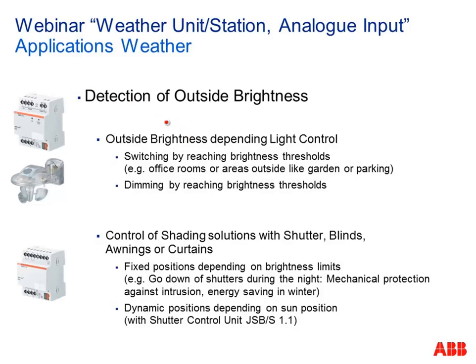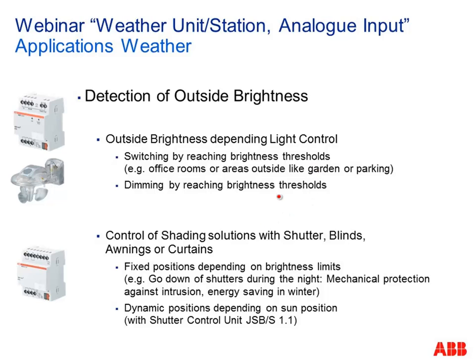So if you measure the outside brightness, you can control, depending on the outside brightness, the lighting inside your building. For example, in an office room, you switch off the light depending on outside brightness, or you dim down to a certain level if you need something like this. Or if it's dawning, you would like to switch on the light in the parking area. All these things can be done together with detection of outside brightness.